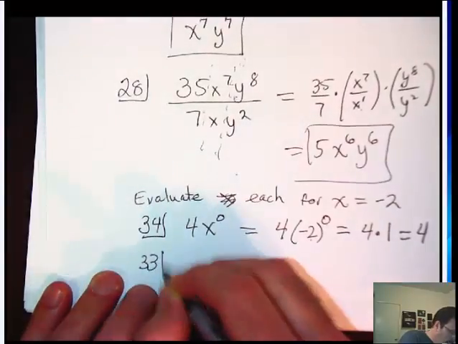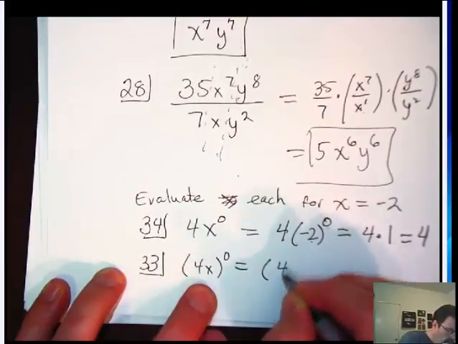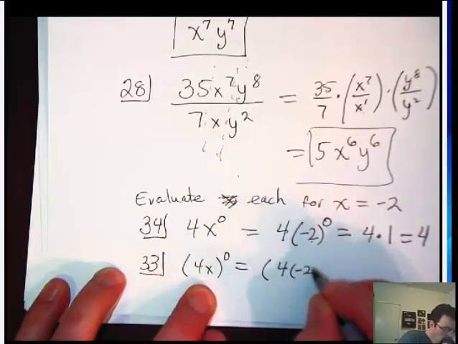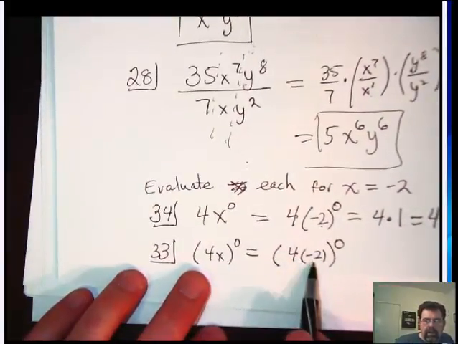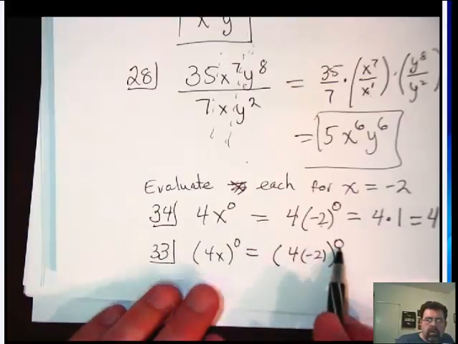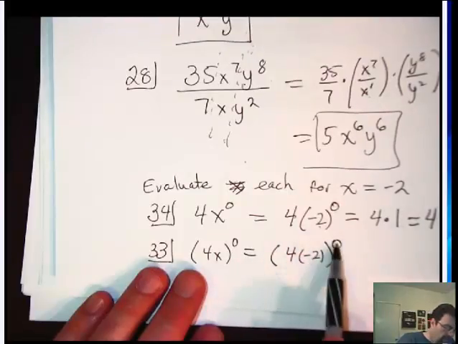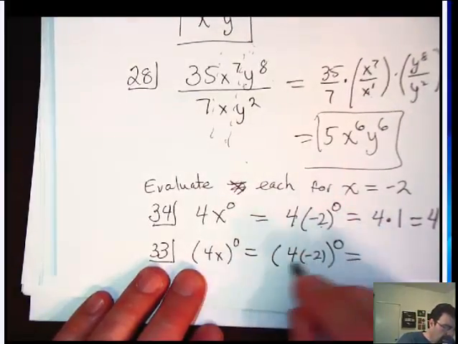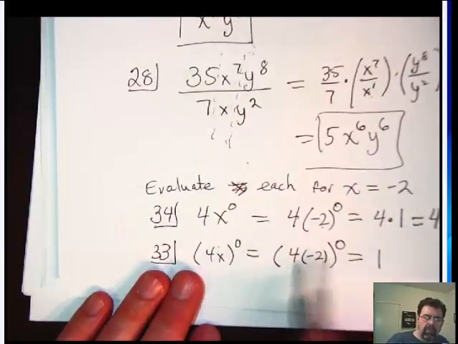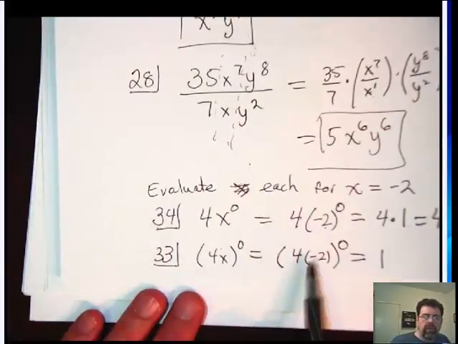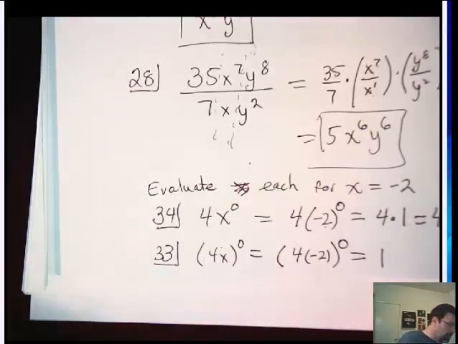How about 33? 4x to the 0. Now, typically, right, you would simplify inside the parentheses. So 4 times -2 is -8, and then -8 to the 0 is 1. But you don't really have to do this because we know anything to the 0 power, it doesn't matter what that is. Anything to the 0 power is 1. So I can go from here to here without substituting in, because I know that it doesn't matter what x is. Anything to the 0 power is 1.